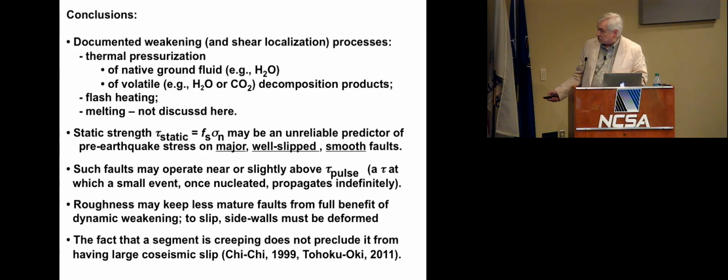Roughness may keep less mature faults from the full benefit of dynamic weakening. To slip, the sidewalls have to be deformed if you have a very rough, not very planar fault. And with the Chi-Chi earthquake in mind in particular, the fact that a segment is normally creeping doesn't preclude it from hosting a large coseismic slip. So there are things to think about for the future. Sorry to go so much over time, and thank you very much.